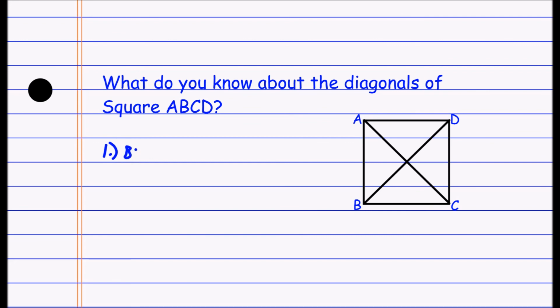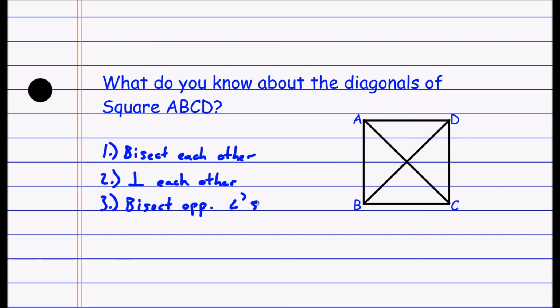So if I ask you about the diagonals of this square, first and foremost, you know that the diagonals bisect each other. And you know that they bisect each other because this thing's a parallelogram, and that's the property we had for the diagonals of a parallelogram. Okay? We also know that they're perpendicular to each other. And you know that because a square is a rhombus, so it adopts the properties of a rhombus. You also know that they bisect the opposite angles. And again, you know that because that's a property of a rhombus, and a square is a rhombus. It takes on all those characteristics.